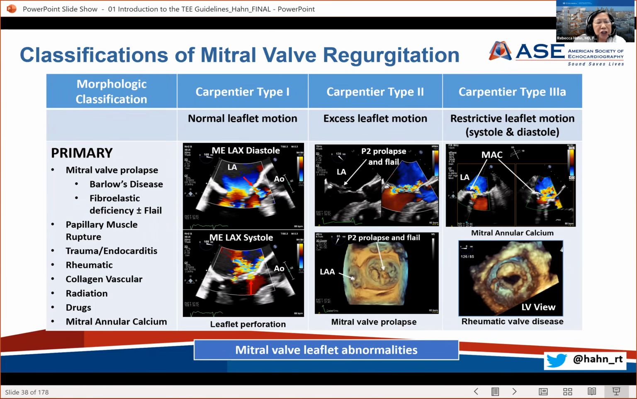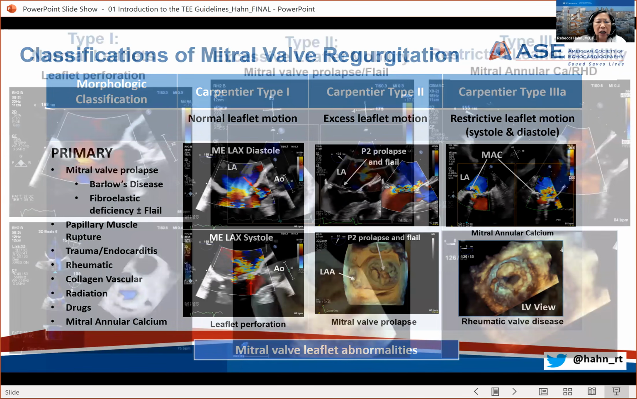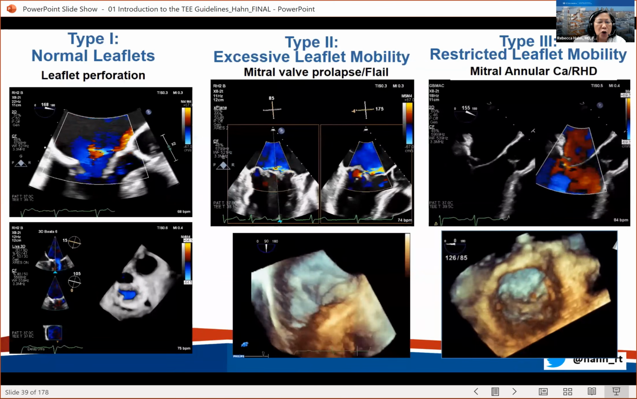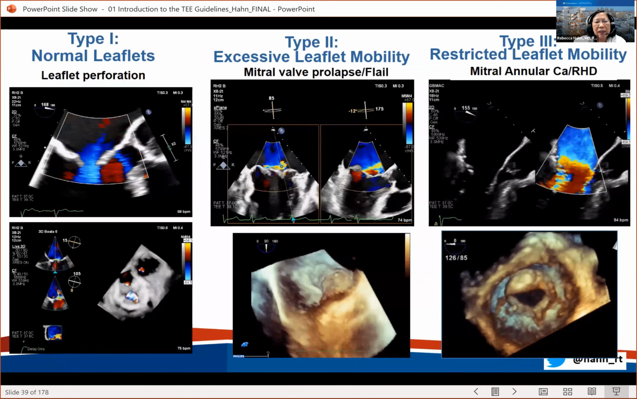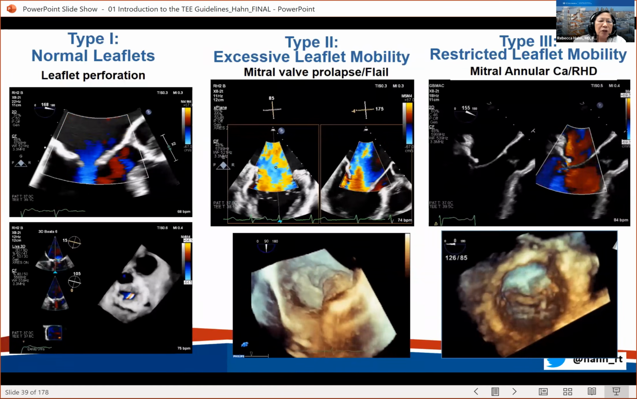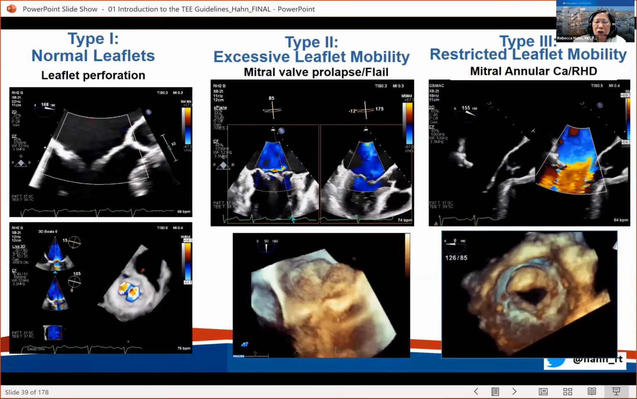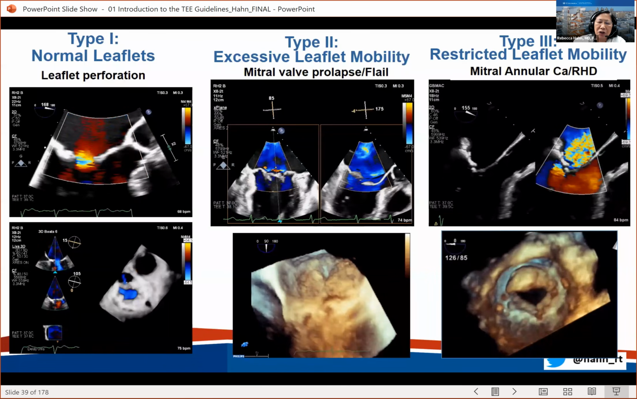So primary disease, obviously you see the whole list of primary disease, and primary disease can be Carpentier 1, 2, or 3. 3A, not 3B. And you can see here examples of normal leaflet motion with a perforation, excessive leaflet motion with prolapse, and then restricted in the setting of rheumatic disease. And so these are all examples of type 1, type 2, and type 3 that would be typically considered primary disease.